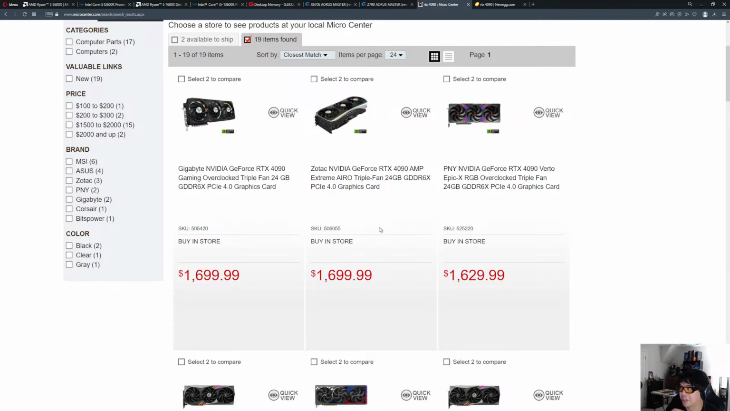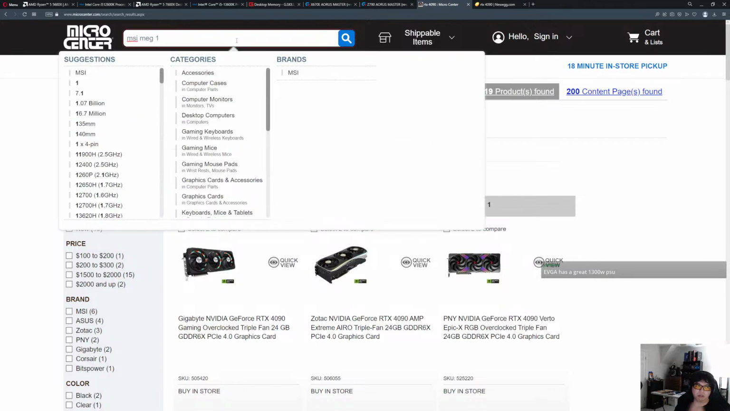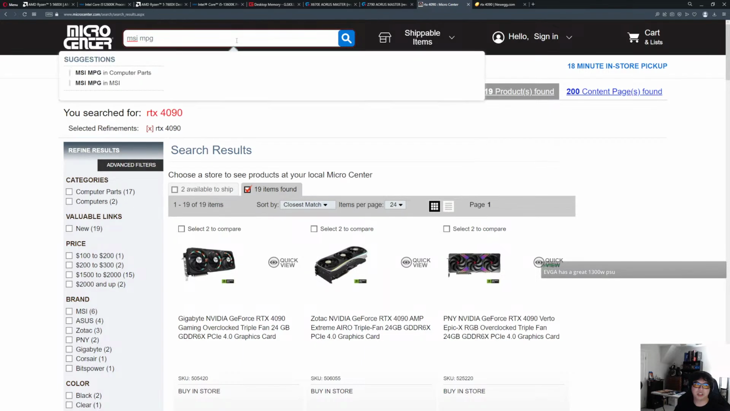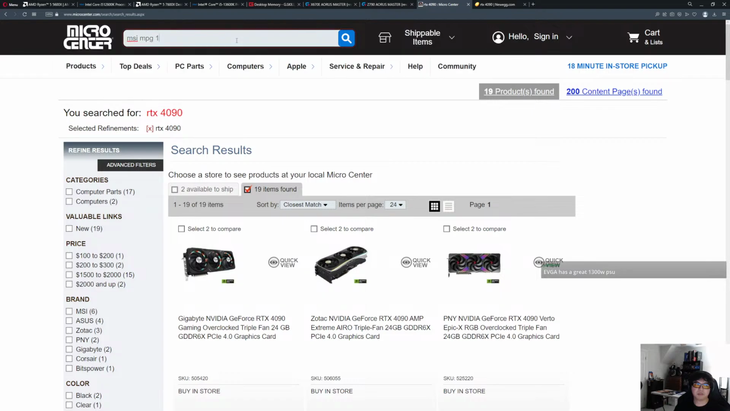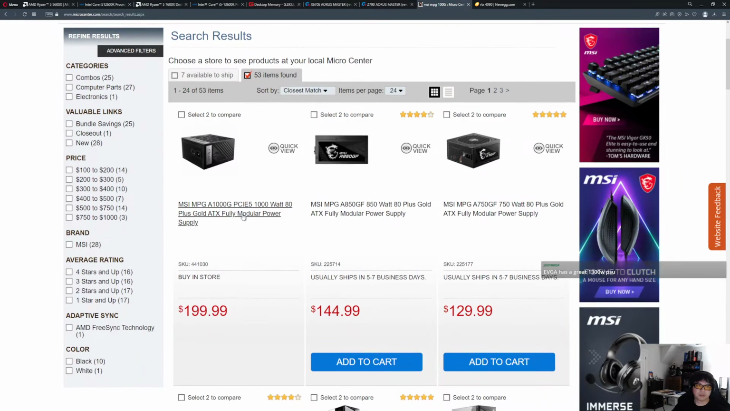Something that has the cable. Like, I already did a video on a power supply that I upgraded to that has the 4090 cable native. So I would get the MSI. Now I know there'll probably be more options, but the MSI MPG 1000i, this one.